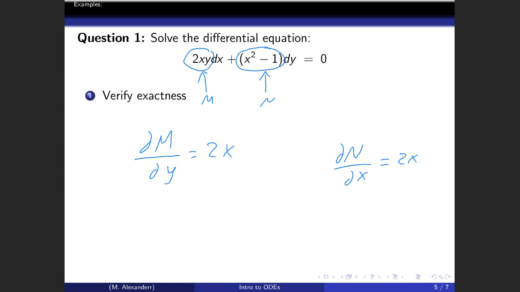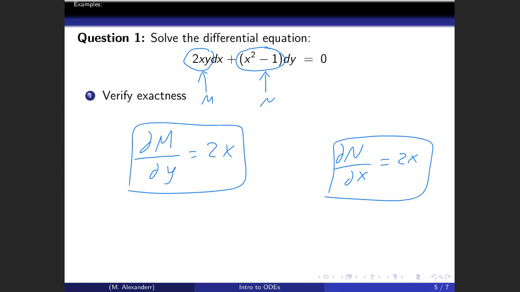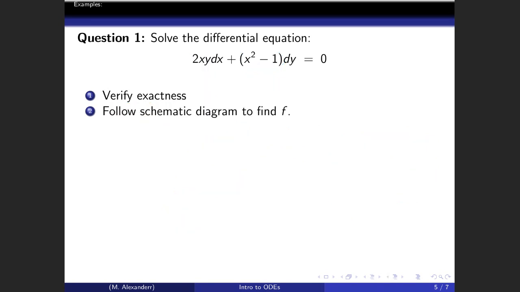What do you notice about those two things? You calculate those two things separately, and now you ask yourself, are they equal to each other? The answer is yes. If the answer is yes, then the ODE is exact. So that's how you check the exactness of a differential equation. All right, now we're going to go into step number 2, which says to find the formula for f.